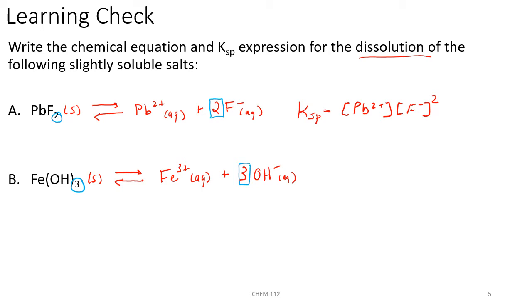Our equilibrium expression would be KSP equals concentration of iron 3 plus ions times the concentration of hydroxide ions, and we have to cube our concentration of hydroxide ions because we have a 3 out in front of it. So remember, if you have a 2 out in front of something, you square it. If you have a 3 out in front of it, you would cube it, so on and so forth.